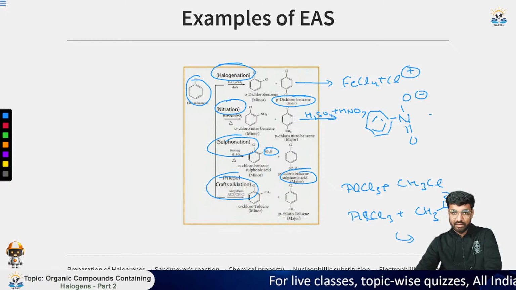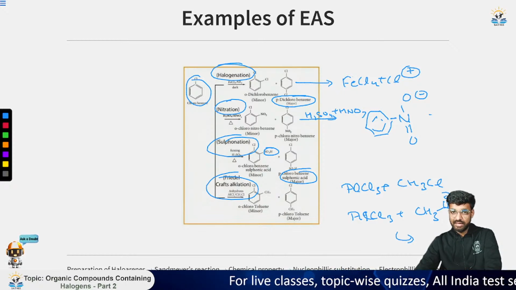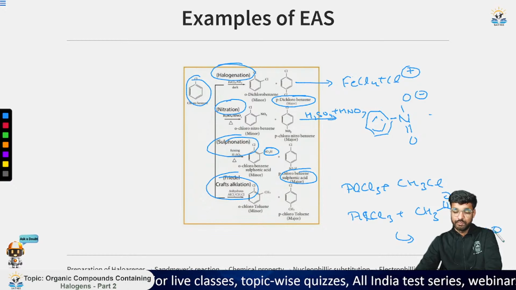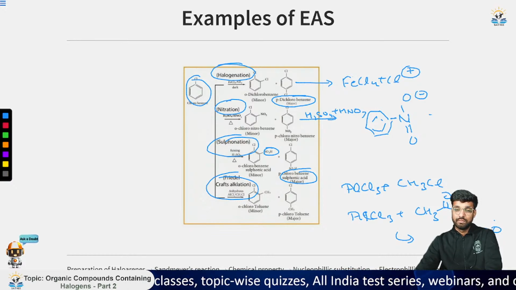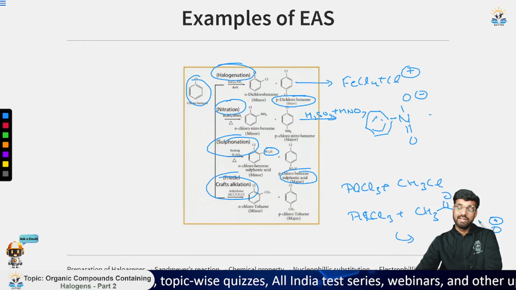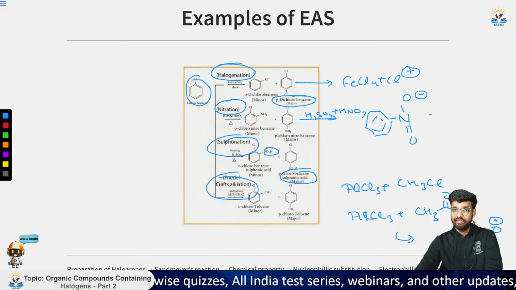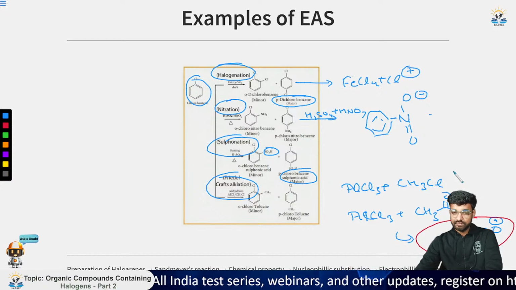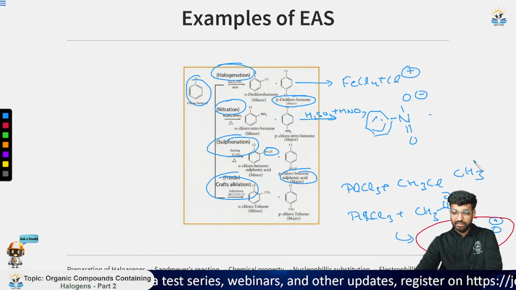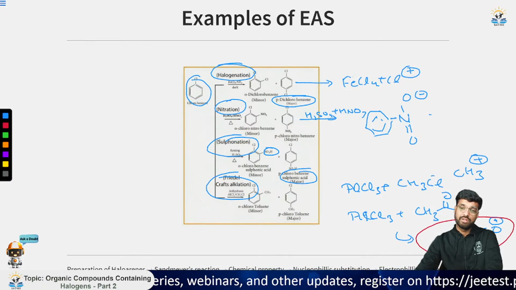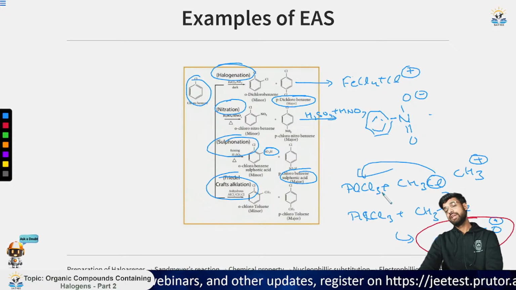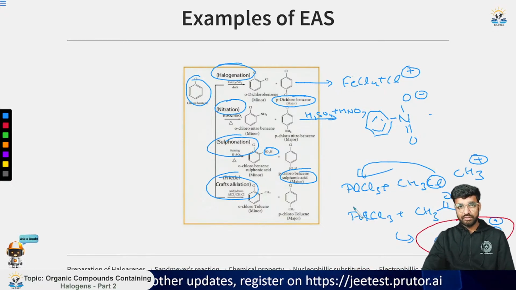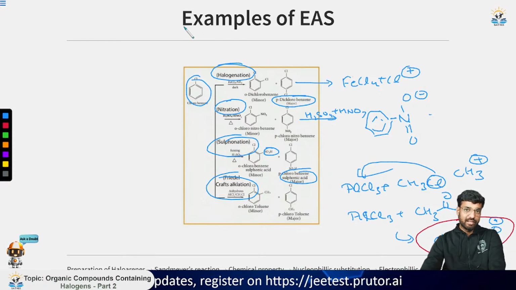In this case, AlCl3 is used in the acylation case. So this is the electrophile that we have in the case of acylation. And for the alkylation, we have CH3 plus, because the Cl goes with the AlCl3 and forms AlCl4 minus and CH3 plus. So these are all the examples of electrophilic aromatic substitution.